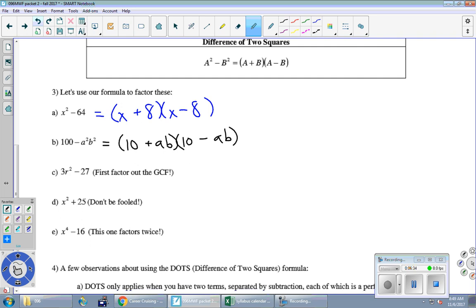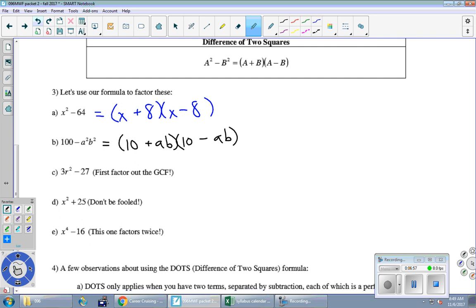Okay, let's take a look at C. 3r squared minus 27. I'm going to go through my same routine. Is it two terms? Yes. Is it a difference? Yes. Are both terms perfect squares? No. 3 is not a perfect square. 27 is also not a perfect square. So we failed. We cannot use the difference of two squares formula.